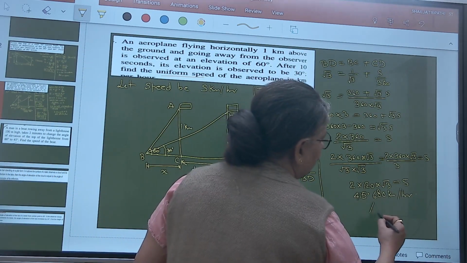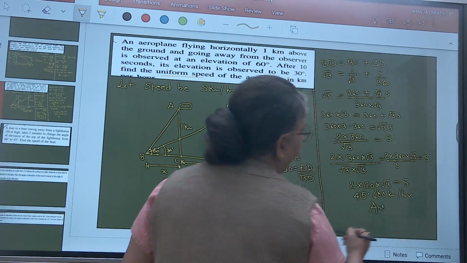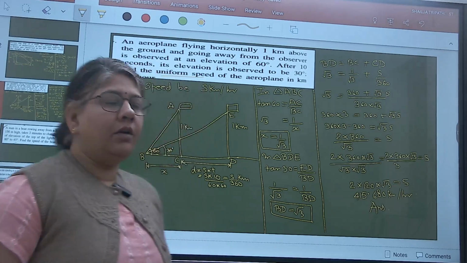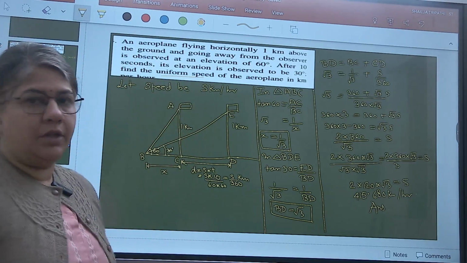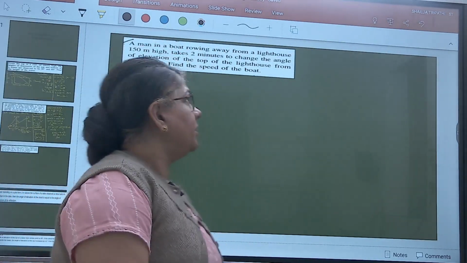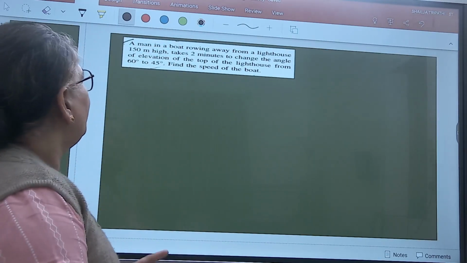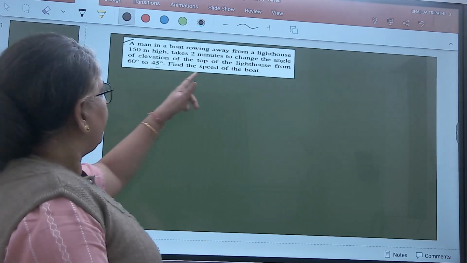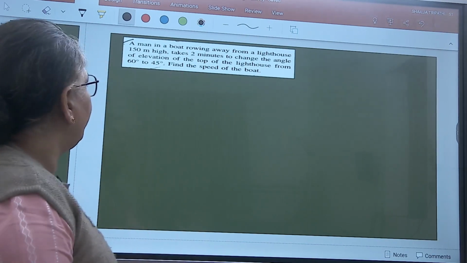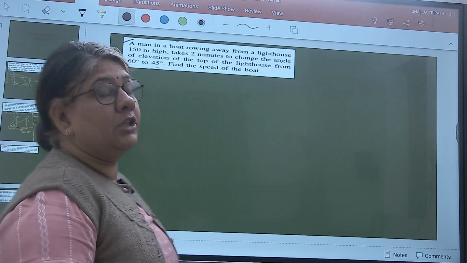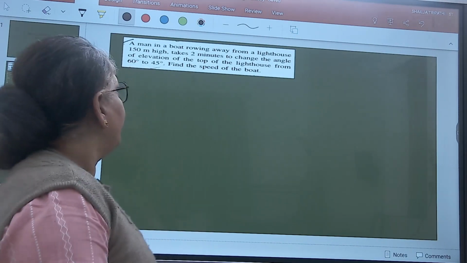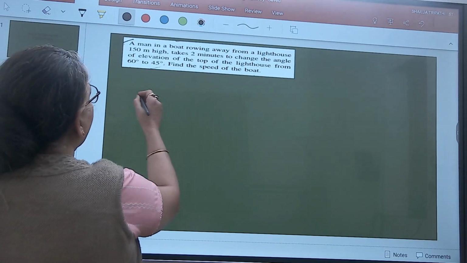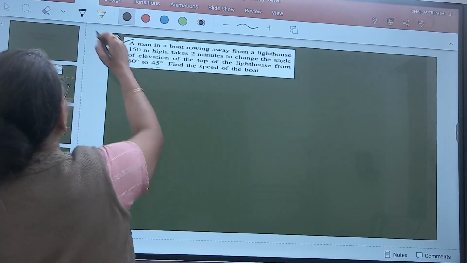So the best way of solving these questions is, first understand the question, draw the figure, and then start solving the question. See, in this question, it is saying a man in a boat rowing away from a lighthouse 150-meter high takes 2 minutes to change the angle of elevation of top of lighthouse from 60° to 45°. Find the speed of boat. So let's draw the figure first.